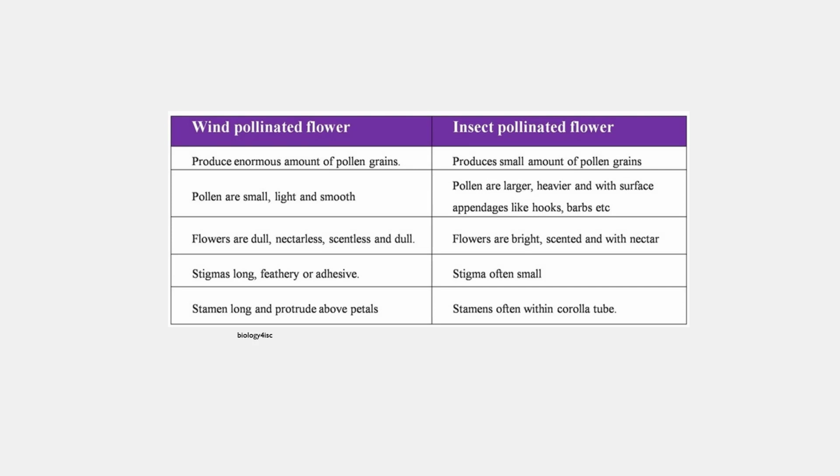Insect-pollinated flowers produce just a small amount of pollen grains. The pollen are larger and heavier. They have hooks and barbs, so they can attach themselves to insects. The flowers are bright, scented, and with nectar. The stigmas are often small, and the stamens are often within a corolla tube, so sometimes the flower has to come up with a way to attract that insect inside its flower.